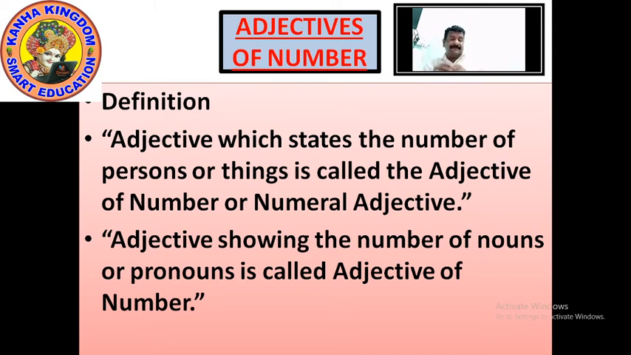10 desks in the class. When you talk about the class, 10. These are all adjectives of number. When the number comes, it states the number. How many? In counting 1, 2, 3, 4, 5, 6, 7, 8. These are all countables. So when it comes to numbers 1, 2, 3, 4, these are all numbers. They are numeral adjectives or adjectives of number. Please write it down.